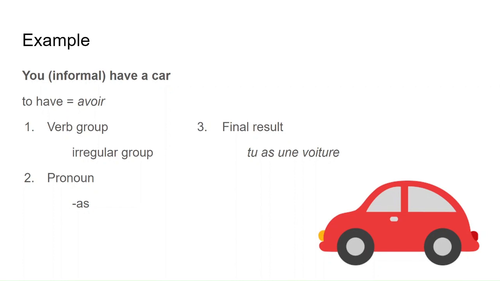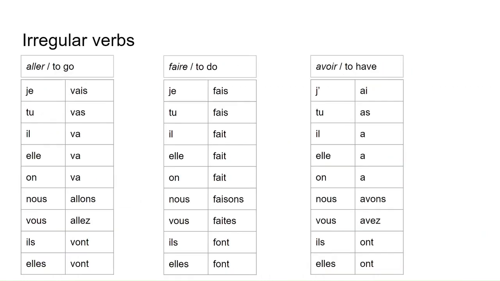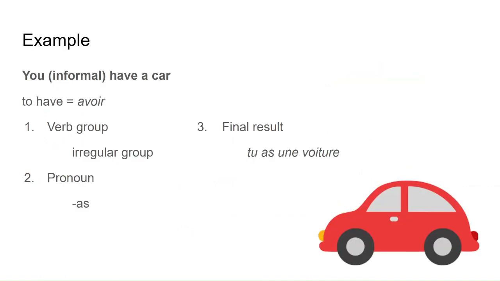In order to conjugate this verb, you would, as I said, use tu, which is the correct pronoun to use, and conjugate according to that pronoun. And since this is an irregular verb, you conjugate the verb differently, not following pre-existing verb conventions. Thus you get tu as une voiture, meaning you have a car. And we can see the avoir conjugation convention in this chart. And as I said, you get tu as une voiture, meaning you have a car.